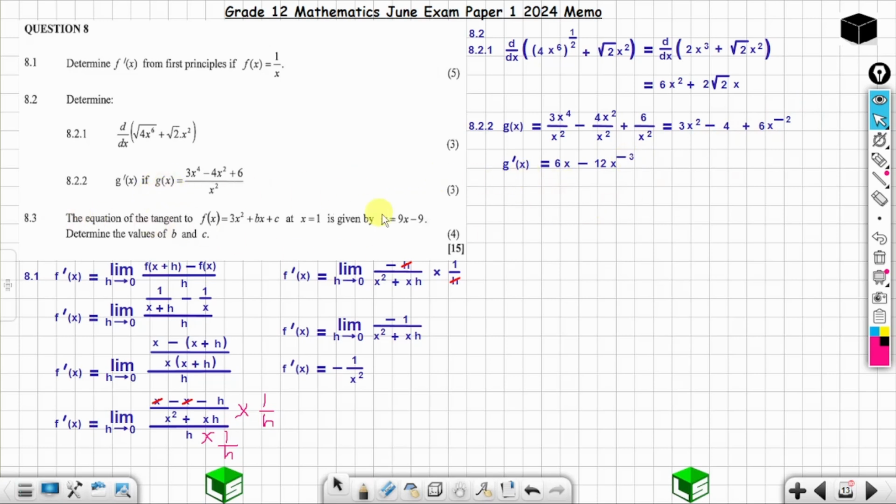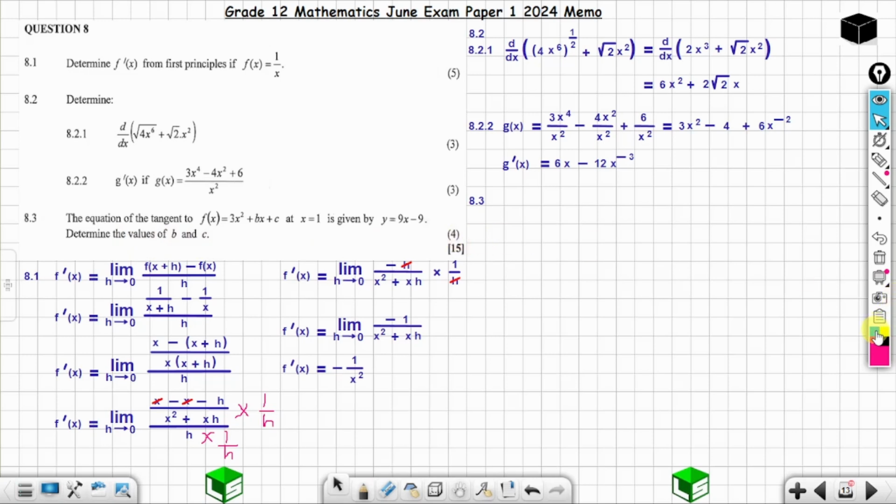Now, question 8.3, the equation of the tangent to f of x. You are given f of x. So the equation of the tangent to f of x at x is equal to 1 is given by y is equal to 9x minus 9. Determine the values of b and c for max.